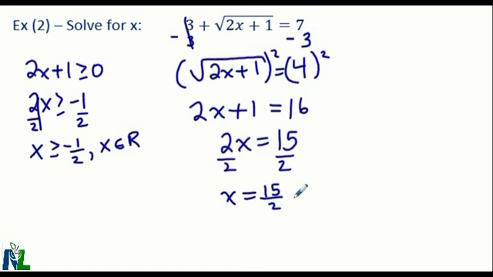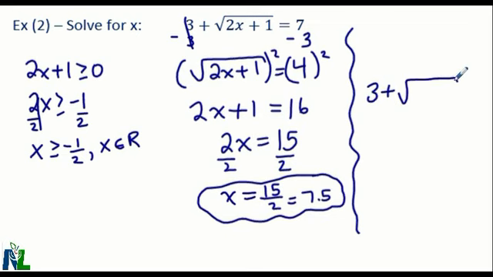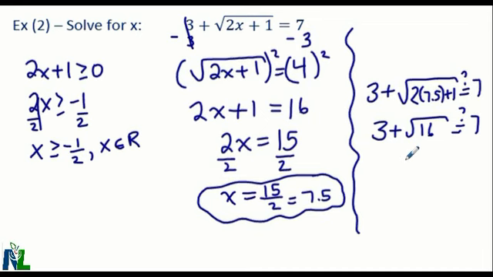Now, 15 over 2, of course, is 7.5. Because this is an exact value, you can rewrite it as a decimal if you would like. Now, to verify my solution, I'm going to go back to my original equation, and I'm going to say 3 plus the square root of 2 times 7.5 plus 1. I'm checking to see, is this equal to 7? When I multiply these together, I get 15 plus 1, which is 16. And I know that the square root of 16 is 4. So 3 plus 4 certainly equals 7. This is a true solution.